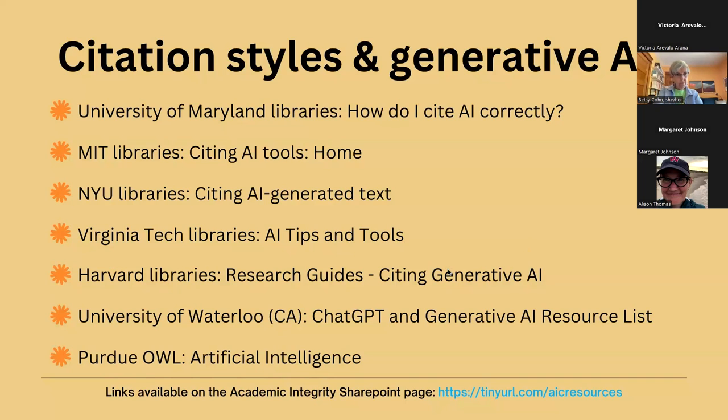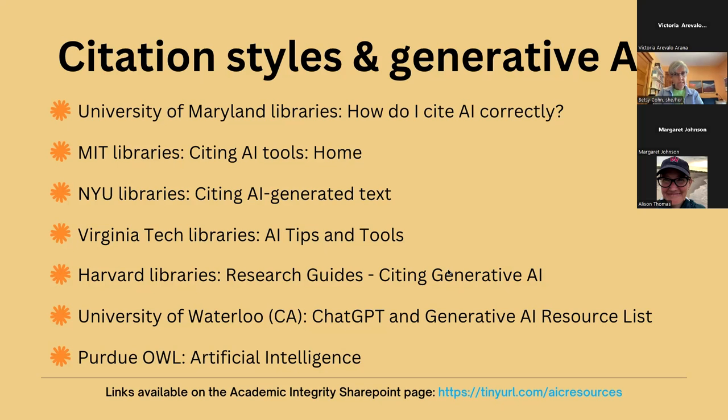The Purdue OWL, which I mentioned, if you're familiar with the OWL, a lot of folks give it out to students as a resource. It has a lot of stuff going on. It has an article about artificial intelligence and citation. And all these are available. You can see the tiny URL there. AIC resources is a reference to our SharePoint page, which I'll show you at the end. But all these links to all of these specific tools are there.